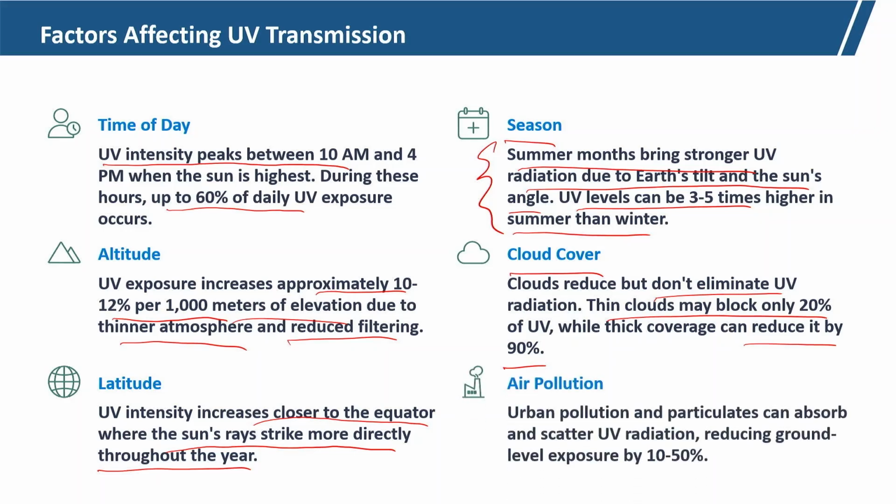Another factor is air pollution. In urban areas, pollution and particulates can absorb and scatter UV rays, reducing ground level exposure by 10 to 50%. At very high pollution levels, the UV exposure is reduced. So, depending on all these issues, we should develop our clothing accordingly.